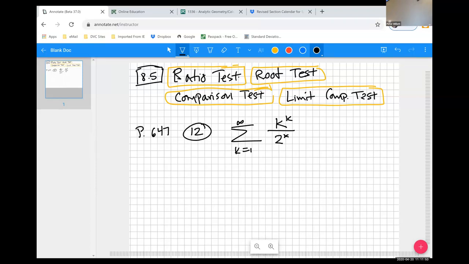So let's try this. As often is a good idea when you're a little confused, let's write out the first few terms of what's going on in this series. When k is 1, I have 1 half. When k is 2, I have 1. When k is 3, I have 3 to the third over 2 to the third, which is 27 over 8. When k is 4, I have 4 to the fourth over 2 to the fourth. So that's, trust me, 16. So what you may see here is that the top is growing bigger faster than the bottom.